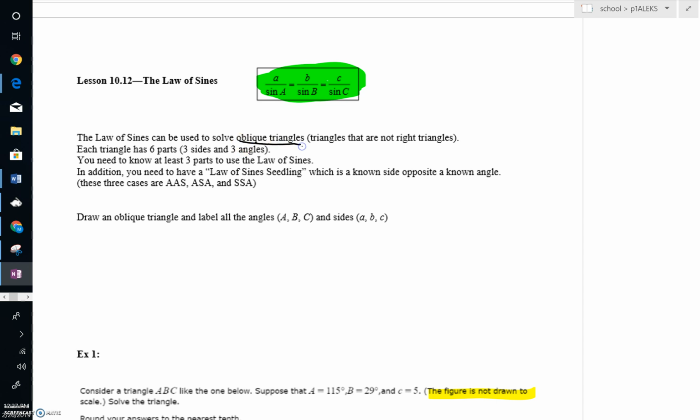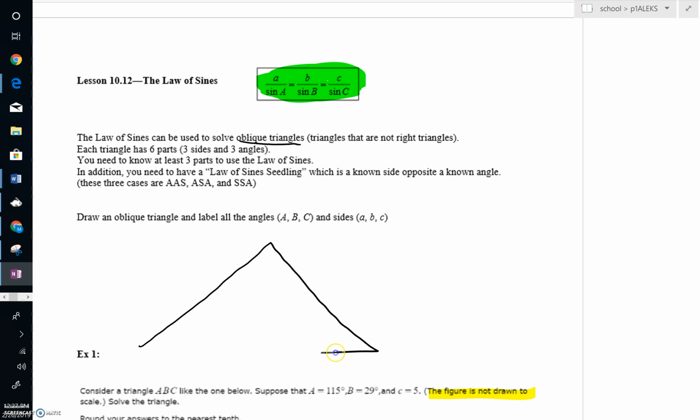Mr. Olson here wrote that it's to solve oblique triangles, when you don't have a right triangle, but you can even use it to solve in a right triangle as well, if you believe that. So listen, it's always side A over the sine of angle A would equal side B over the sine of angle B would equal side C over the sine of angle C.